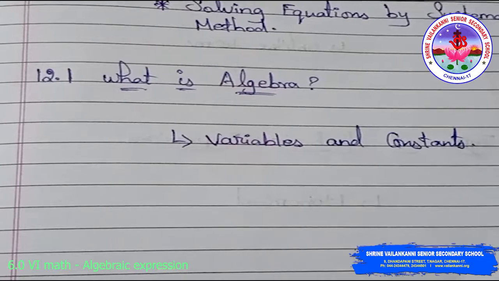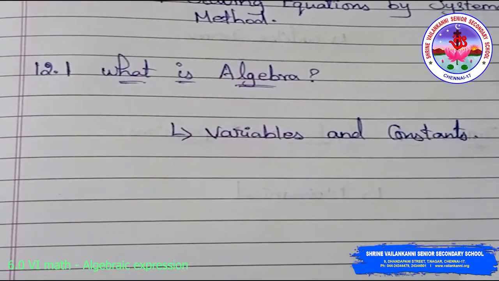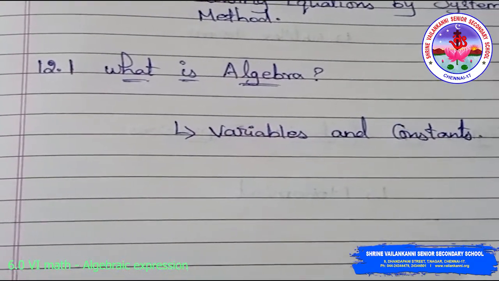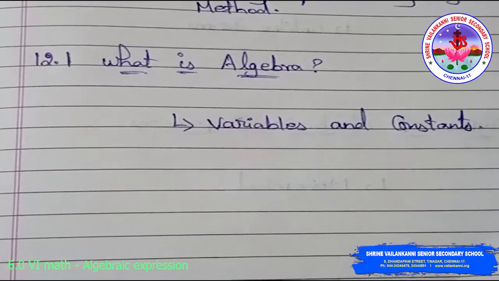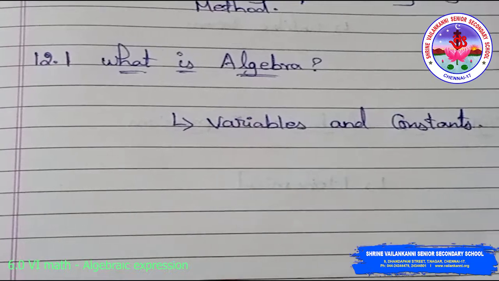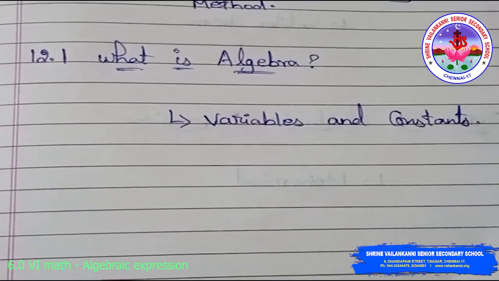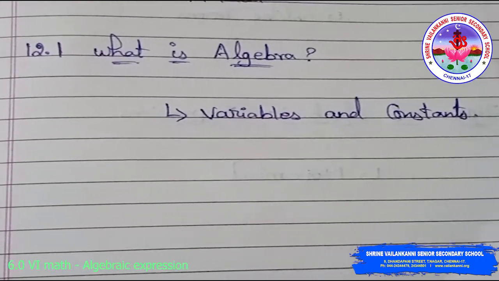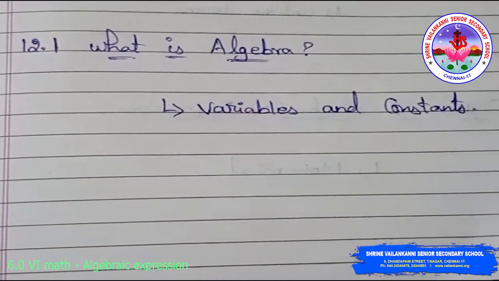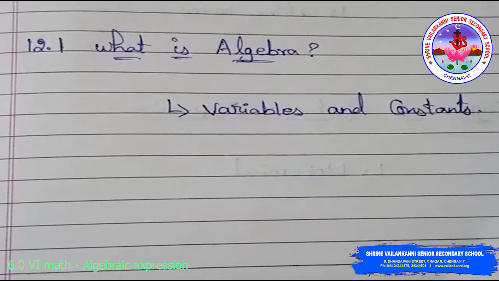Algebra is a branch of mathematics that uses symbols to denote numbers. Generally, the letters of the English alphabet are used as symbols. These letters have no particular value or have unknown values. The use of symbols to represent numbers helps us to write many results in a short and general form.